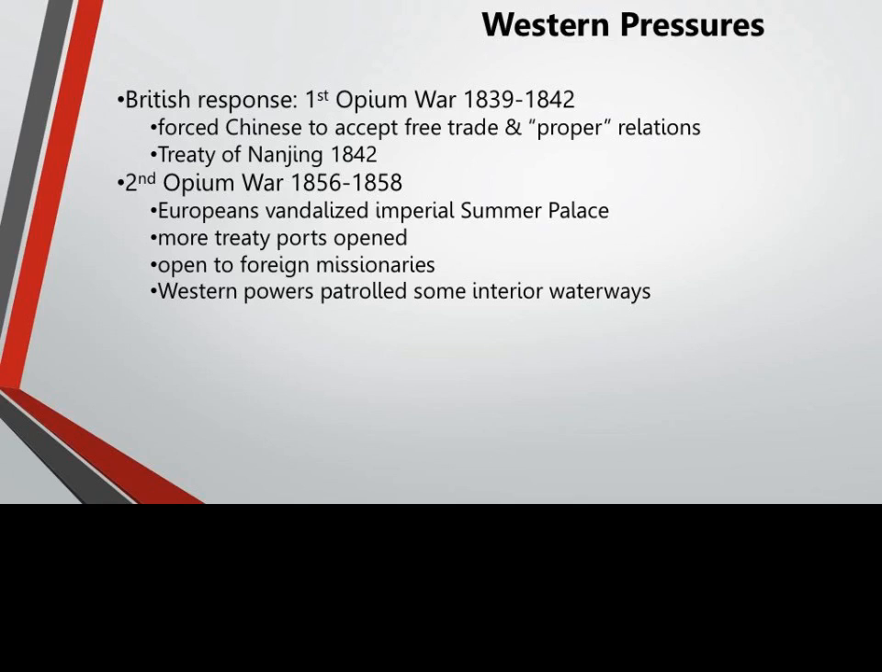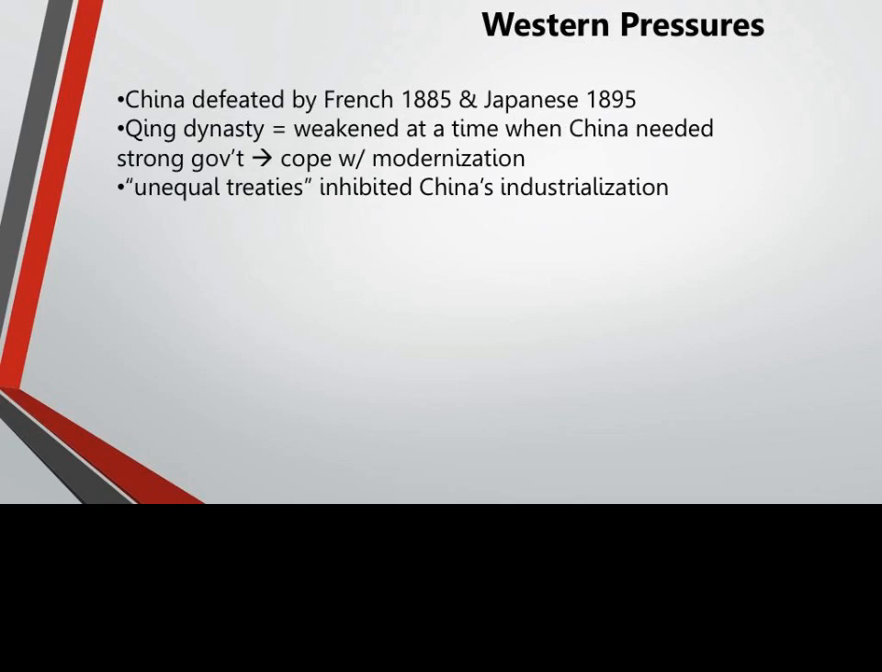The Europeans vandalized the Imperial Summer Palace. They forced the Chinese to open more treaty ports to foreigners. China was even open to foreign missionaries. And those Western powers were actually given the right to patrol some of China's interior waterways. And China was also defeated by the French in 1885 and the Japanese in 1895.